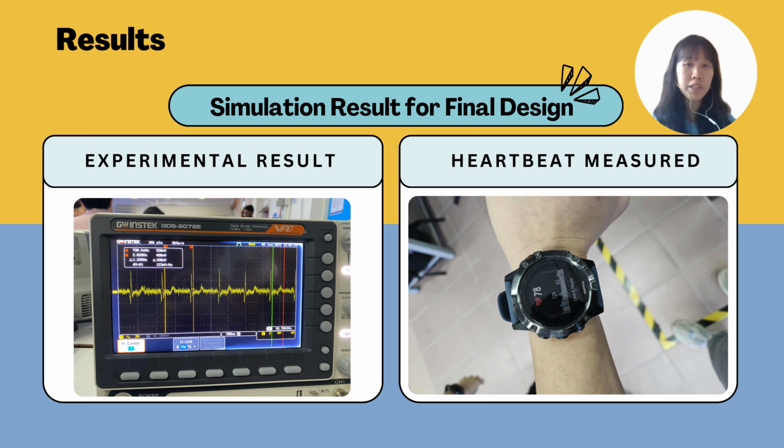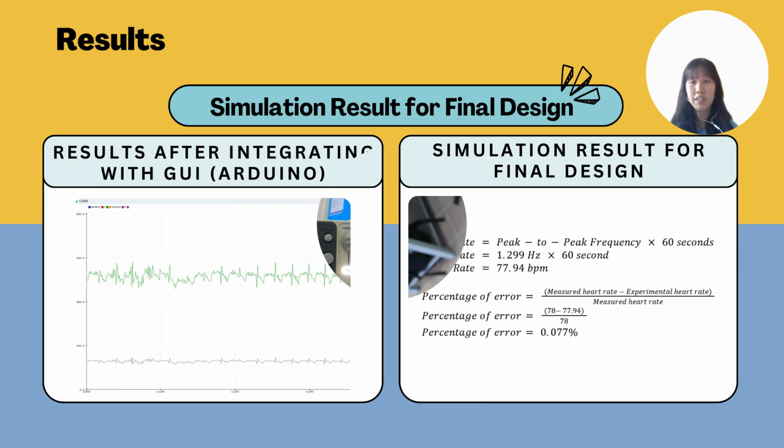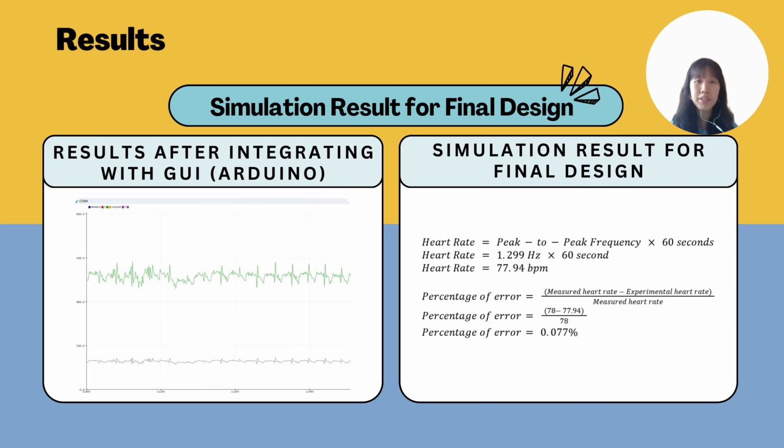To verify how accurate these experimental results are versus the actual results, we have our subjects wearing a smartwatch that is used to detect the heartbeat while testing is conducted. The heart rate was determined using the peak-to-peak frequency from the experimental results. To evaluate the accuracy of the measured heart rate compared to the experimental value, the percentage of error was calculated.